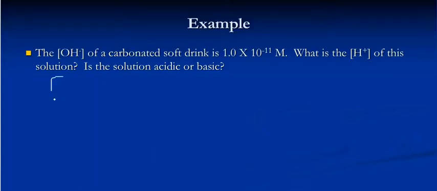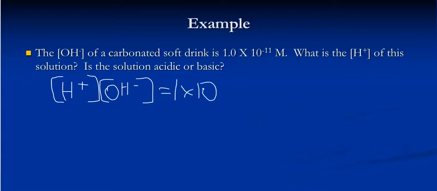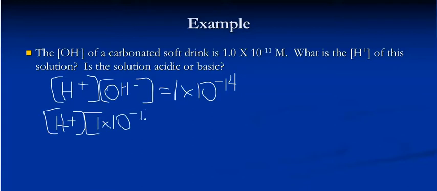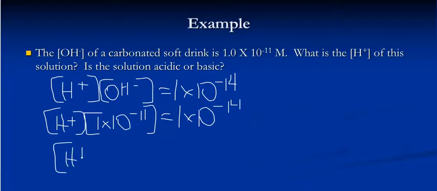I want to find H+ if I know what hydroxide is. Well, I know H+ times OH- is always 1 times 10^-14. So plug in my hydroxide, which is 10^-11. Then we can divide to get H+. In this case, 10^-3 molar.